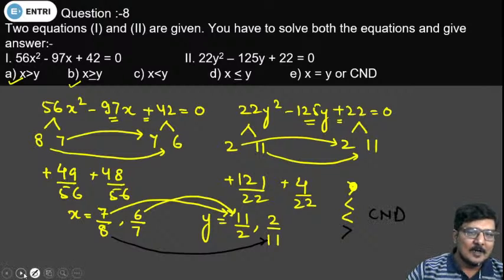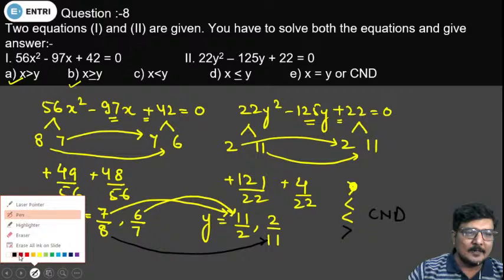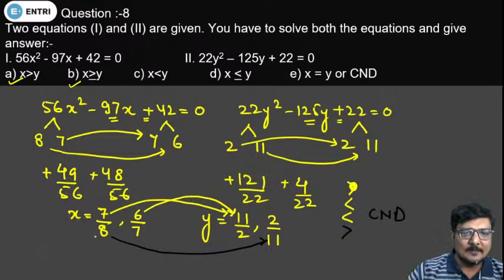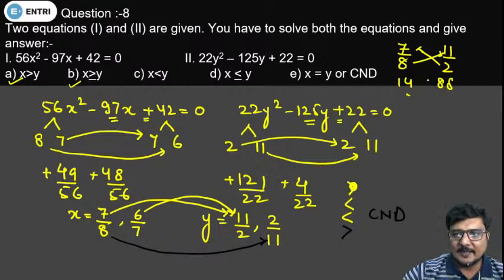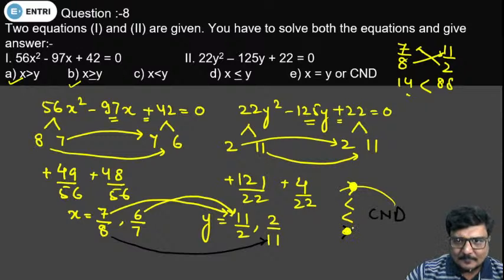How have I compared 7 by 8? When we have to compare fractional values, this is 7 by 8, this is 11 by 2. So 7 to 14 and 8 11 88. 14 is less than 88. So the right one, this is also less than. So the answer for this particular question will come out to be E.